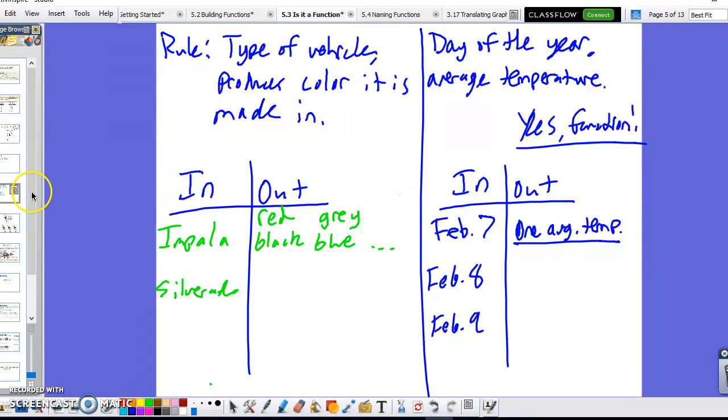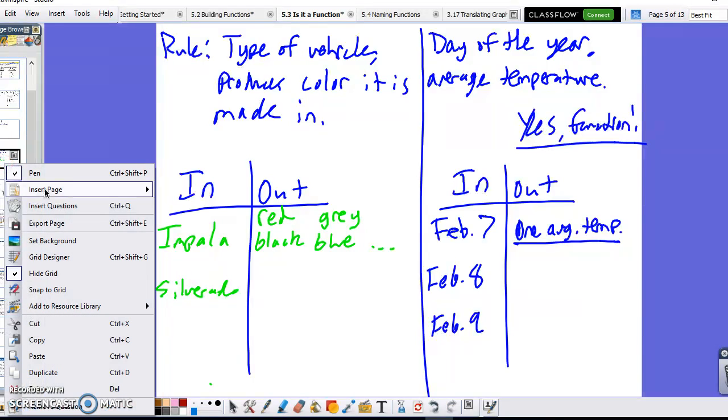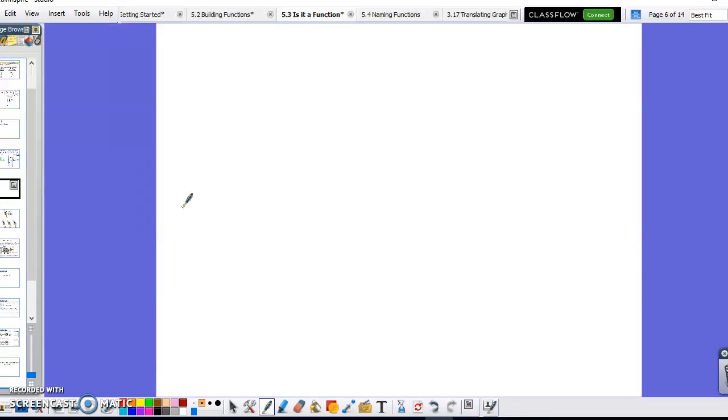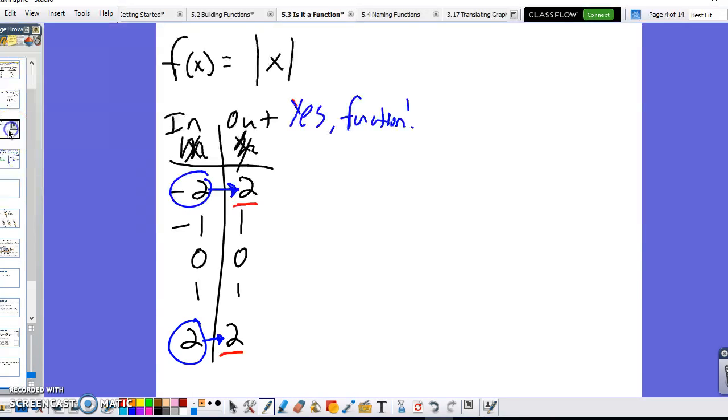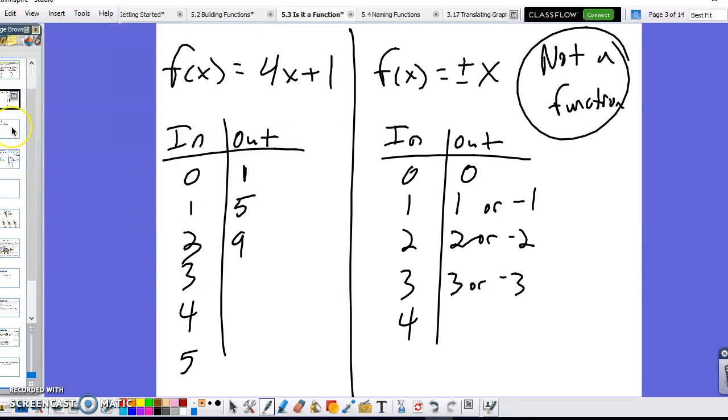Okay, so let's look at one more aspect of determining if something is a function or not. Let's go back to this example right here. If I was to graph this, I'll draw an x and y axis and sketch a small graph. So x 0, y 1; x 1, y 5; x 2, y 9, etc. I've got this line that I'm forming.